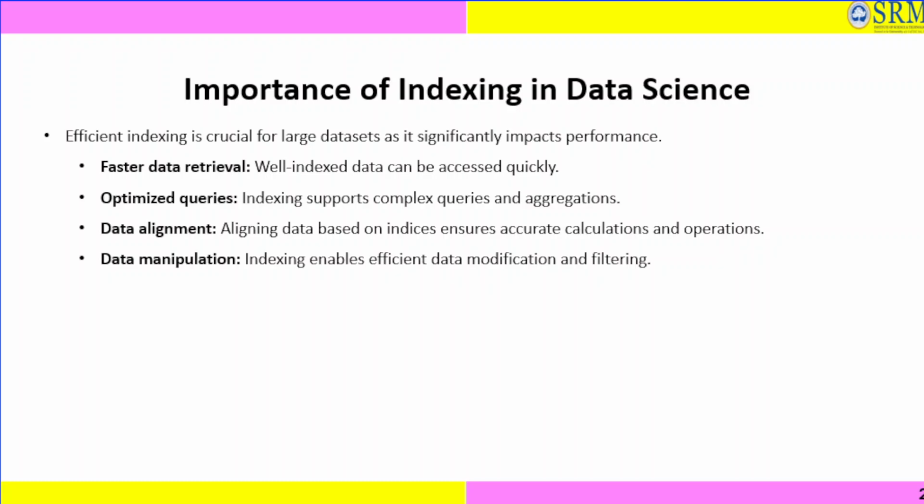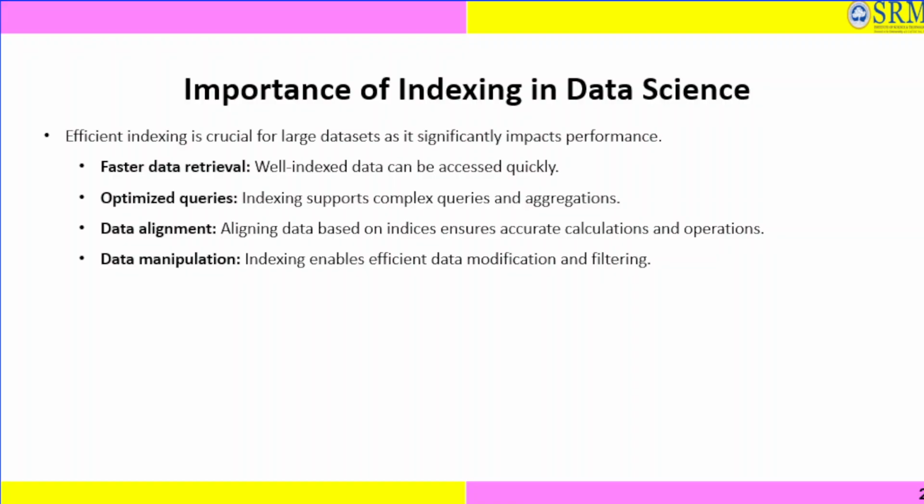These are the four main things about indexing. Because of indexing, there will be faster data retrieval. Well-indexed data can be accessed quickly. That means if you have the index, each and every data retrieval will be faster compared to data without indexes. So indexing is one good feature in pandas.